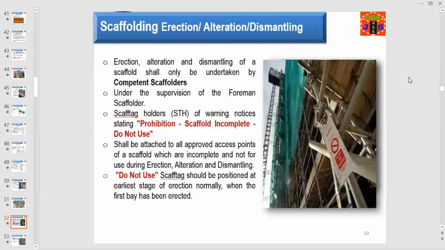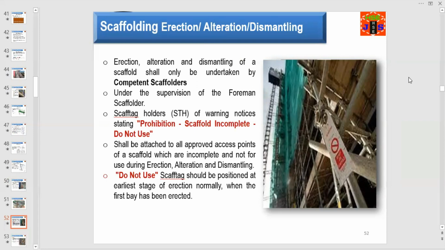Dear friends and colleagues, you are watching Safety First to Protect Life. Our today's topic is basic types of scaffolding, their specifications. Now start discussing about scaffolding erection, alteration, and dismantling.